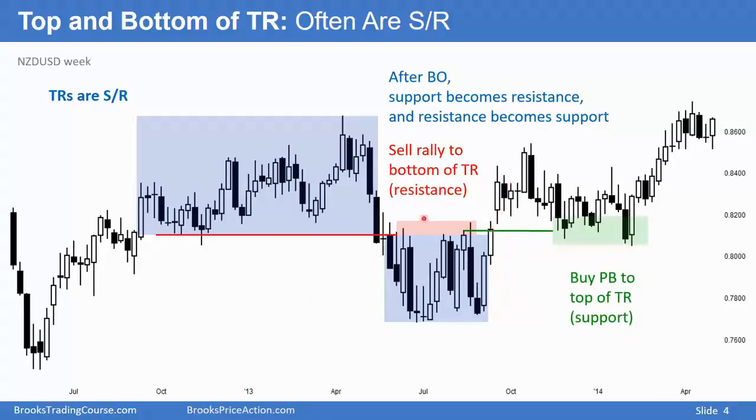Pretty good breakout above the top of this small trading range. You have to assume the top of the trading range now is support. Traders will look to buy at support at the top of the range or on a reversal up.